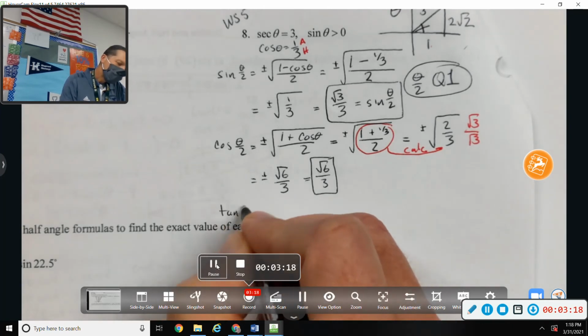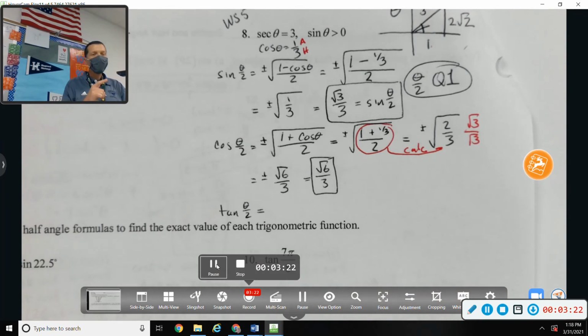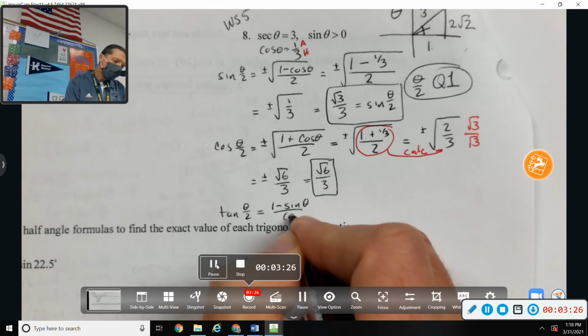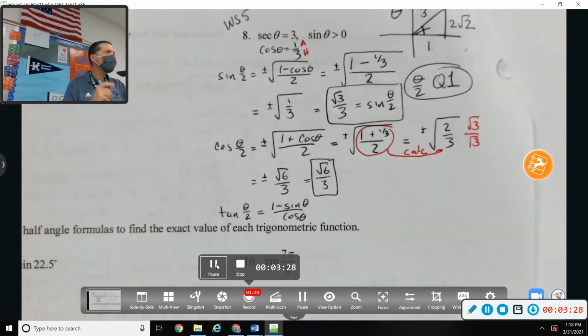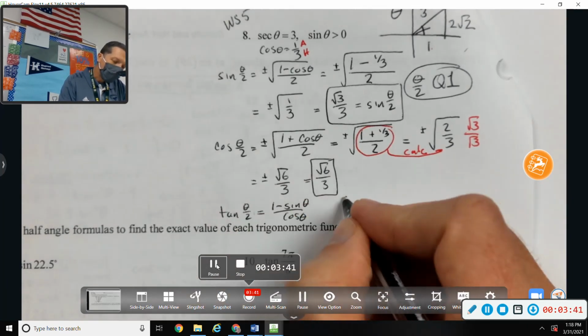And then lastly, tangent of theta over 2. There's 2 ways to do this. You can do the formula, 1 minus cosine over sine. But I think this class was more fond of, what's the other way to do this? Right, tangent is sine over cosine. Although, be careful, you have to use the right angle. So I'm going to do it that way.